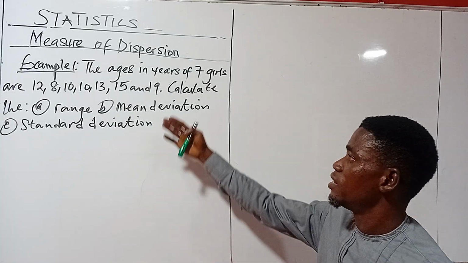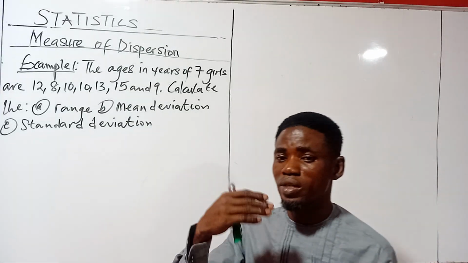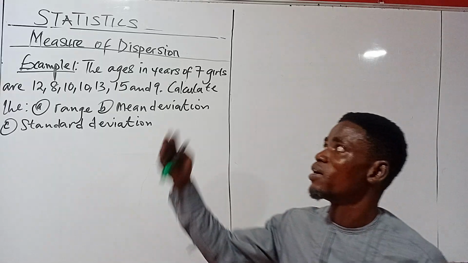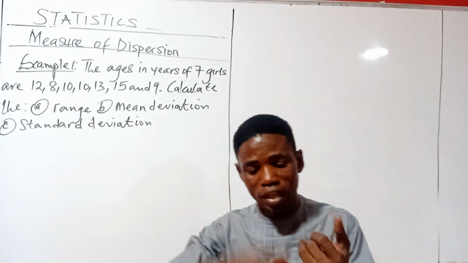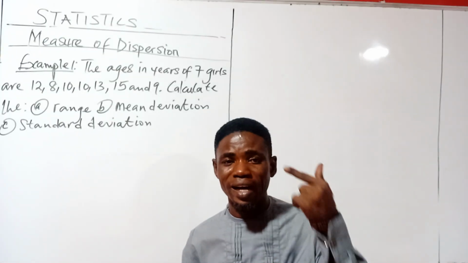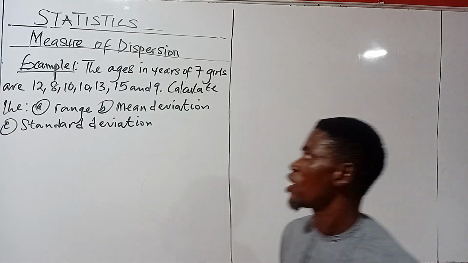So these are the four things that we need to consider under measures of dispersion: the range, mean deviation, standard deviation, and variance. So how do we go about this?